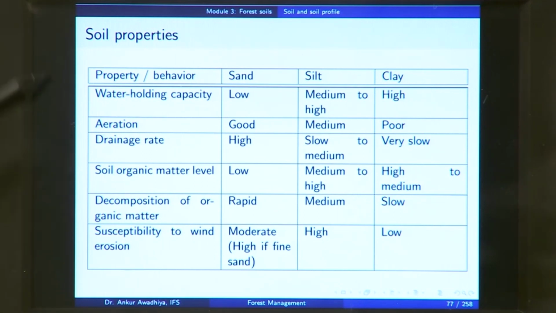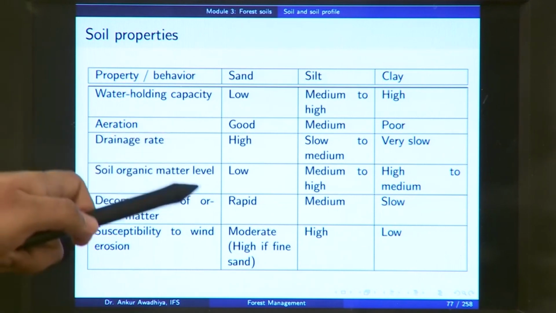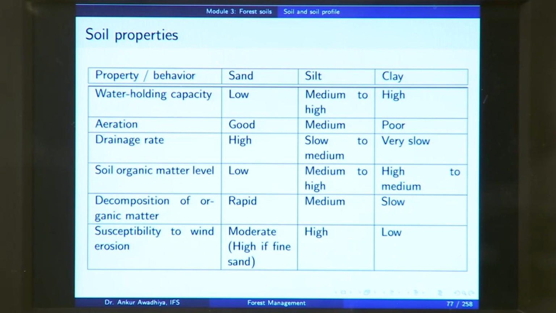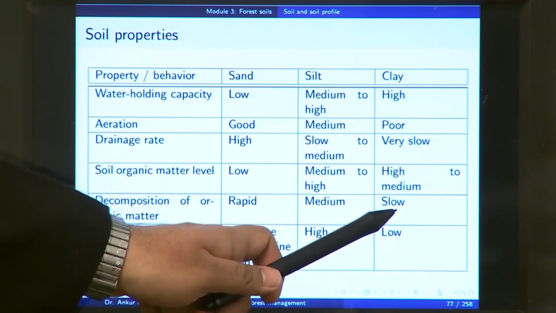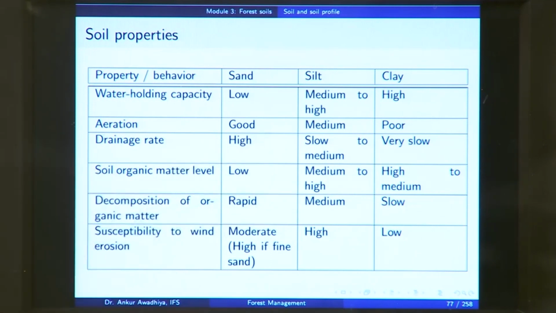If we look at the decomposition of organic matter, it is rapid in the case of sandy soils, because if you add any organic matter, this matter is very quickly exposed to the action of air, water and the organisms, because each of these are able to move very quickly. And even when there is decomposition of the organic matter, the fragments or the detritus that form will be very easily removed when there is water moving through the sand. And so, the decomposition of organic matter is very rapid in the case of sandy soils, it is slow in the case of clayey soils, and it is medium in the case of silty soils.